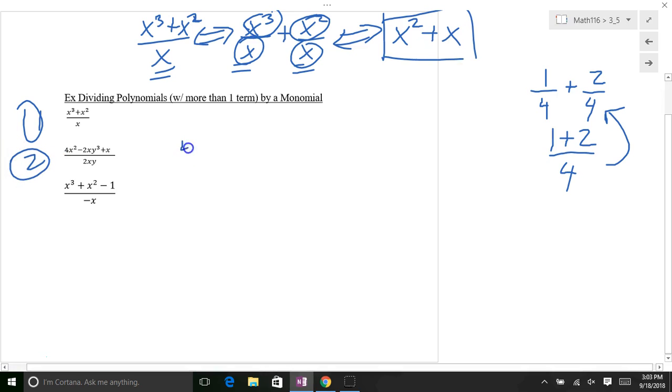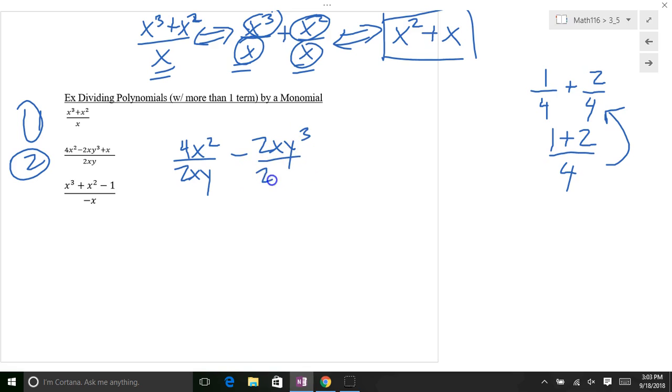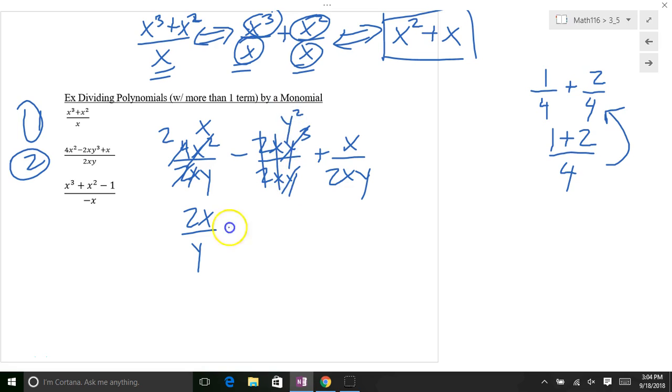Number 2, again, split that up. Use the fact that that bottom is a common denominator of each of those terms. And we've got x squared over x leaves us with an x here. 4 divided by 2 leaves us with a 2, so it looks like this ends as 2x over y. 2's cancel right here, x's cancel. I got 3 y's there, leaves me with 2 y's on the top. So minus y squared. And then here it looks like my x's cancel, so I'm just left with a 1 over 2y.